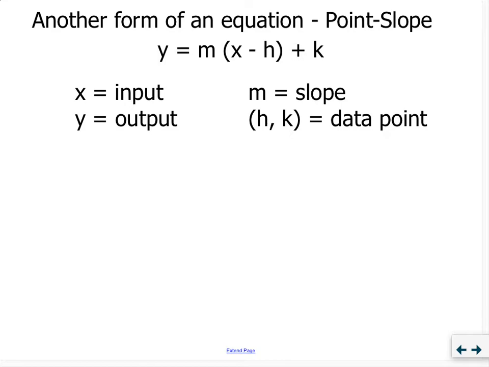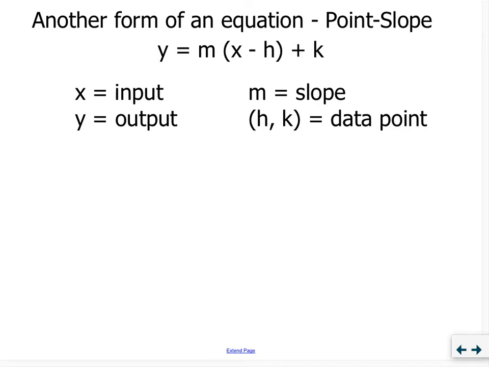So this equation is called the point-slope form of an equation. Similar to other equations that you've seen, the x is the input, the y is the output. M represents slope, that's our standard variable for slope. But this time we have a point, a data point. We're going to call those data values h and k, where h is the x value of the data point and k is the y value of the data point. So if we're given a point that we know and its slope, we can write the equation using, surprise, point-slope form of a line.